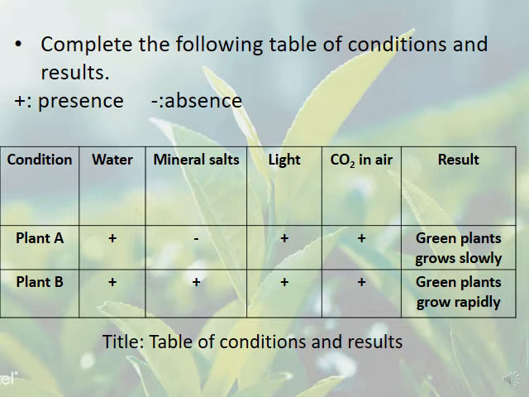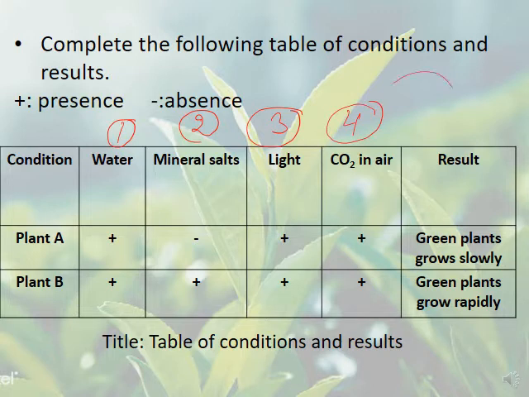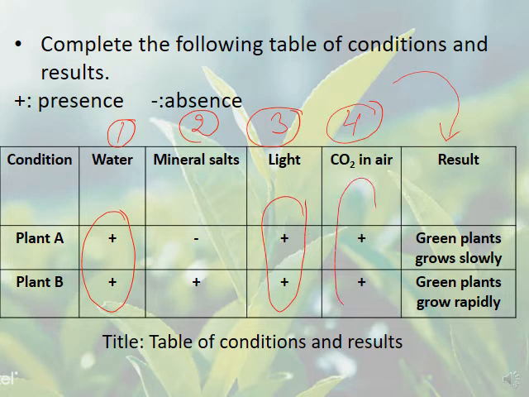So we have four important conditions: water, mineral salts, light, and CO2. And sure, you have to put the results. Both plants contain water, both plants contain light, both plants contain CO2. However, the difference: plant A contains no minerals, while plant B had minerals. So this is the variable factor. So the green plants grow slowly in the absence of minerals, while they grow rapidly and normally in the presence of minerals.